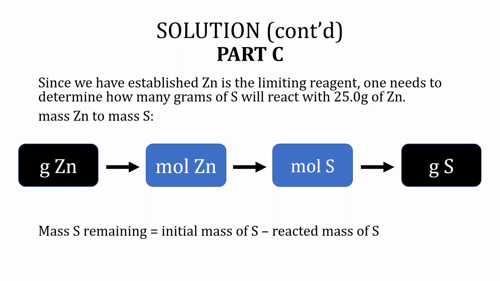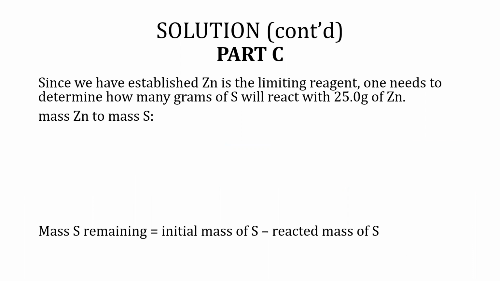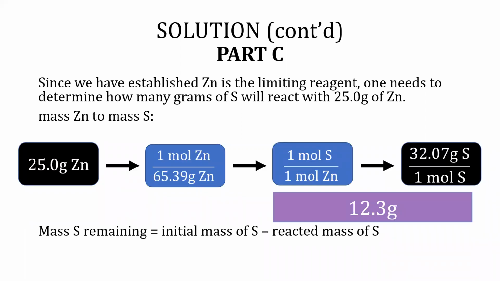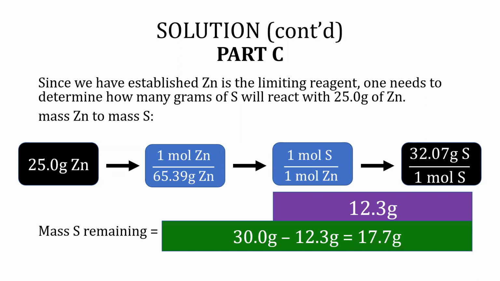It turns out that 25.0 g of Zn requires only 12.3 g of S. To determine the mass of S remaining, one takes the initial mass of S and subtracts the reacted mass of S. So 30.0 g minus 12.3 g equals 17.7 g of S. And this is the unreacted mass of S after completion of this reaction.